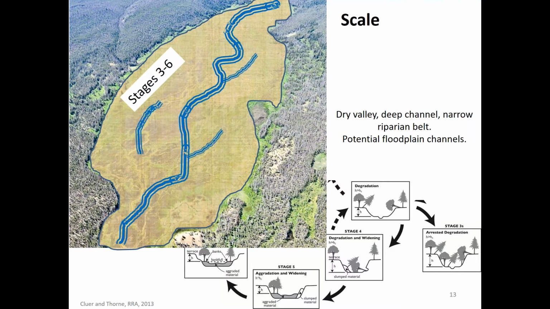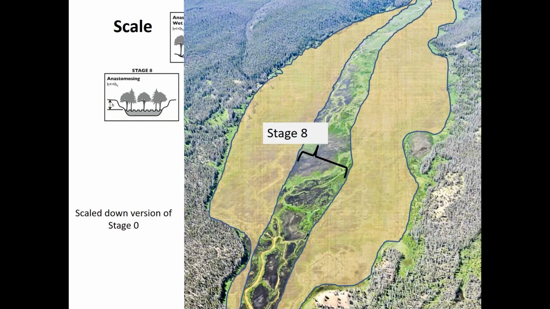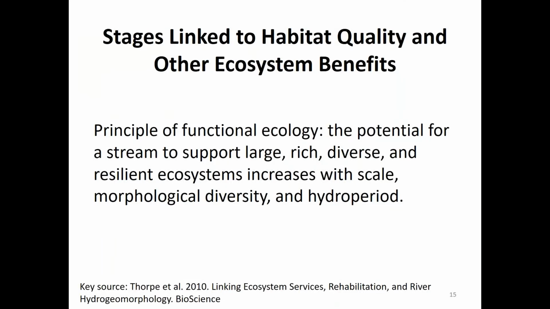And on that otherwise dry floodplain, there may be potential floodplain channels and old oxbow lakes, but they too are small and not connected often or for very long. Stage 8 is the same idea as stage 0, but it's at a lower elevation, so it's a scaled down version of stage 0.